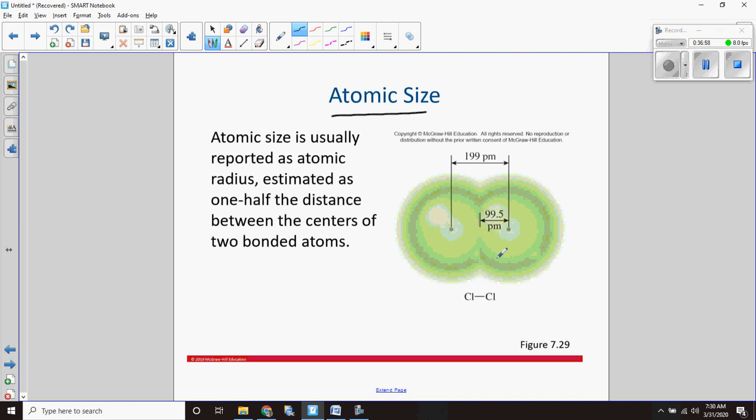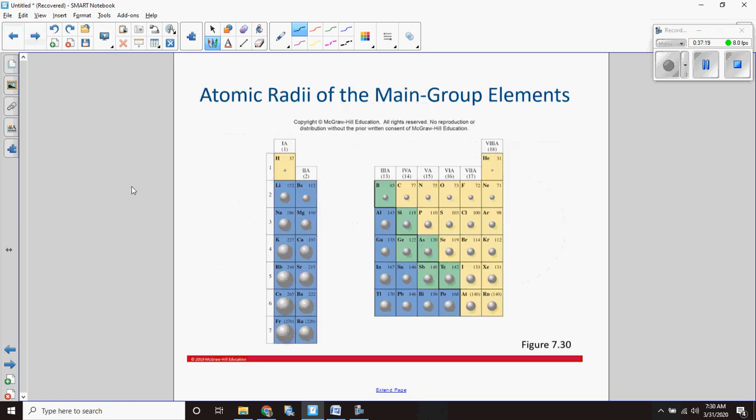It's hard to take a single atom and determine its radius, but if we take two atoms that are bonded to each other, the radius, in this case of chlorine, is going to be 99.5 picometers. And remember, to get 99.5 picometers into meters, we multiply by 10 to the negative 12. So the radius of an atom like chlorine is really pretty small.